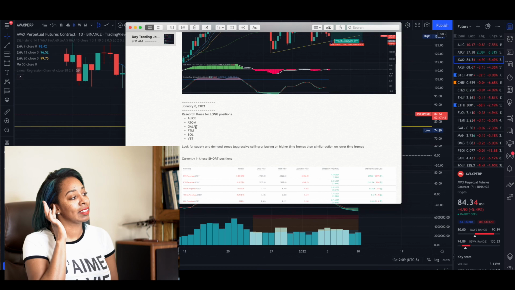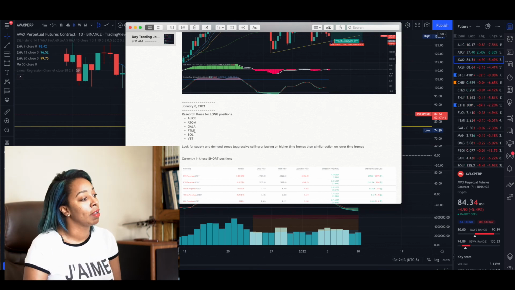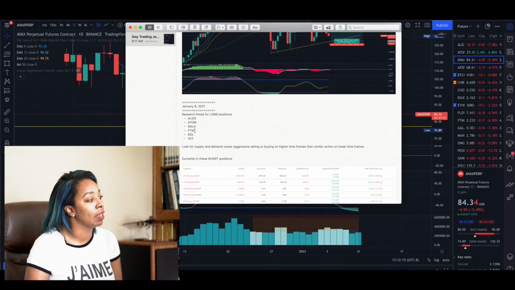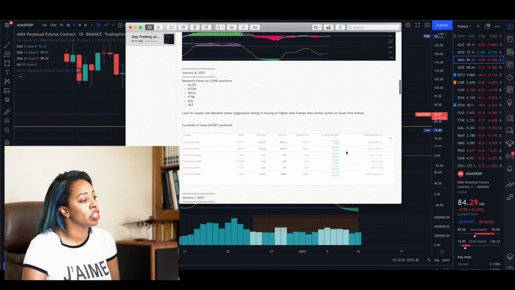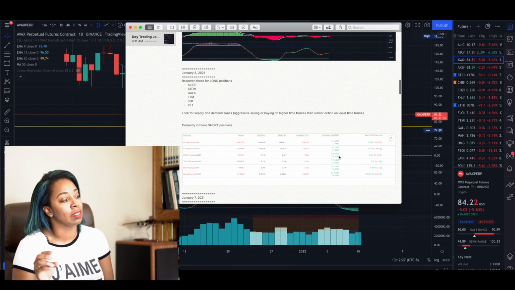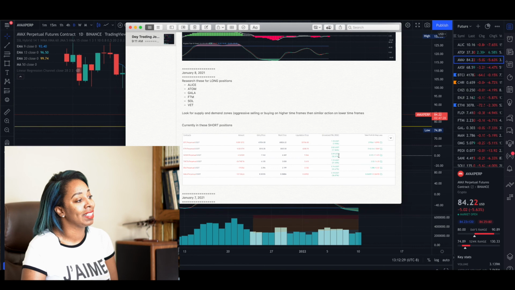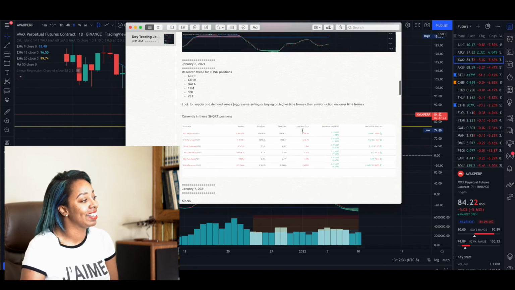FTM, I haven't looked into that. Last time I looked at the chart, it was trending positively. And then here are some other short positions. This was yesterday, so these amounts were definitely much higher. I cashed out on some of them already just because I wanted to take that money and put it into something else. These aren't huge amounts, but still it's money. It's green, so I'll take it.